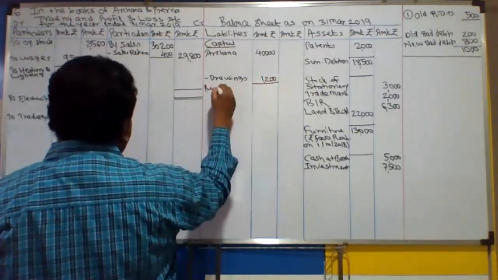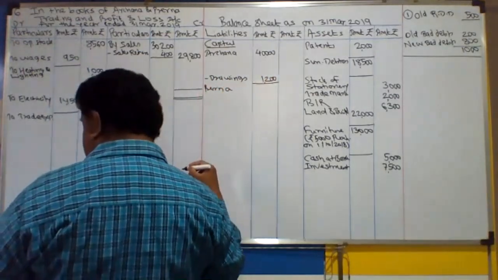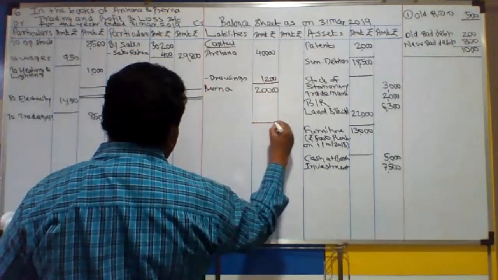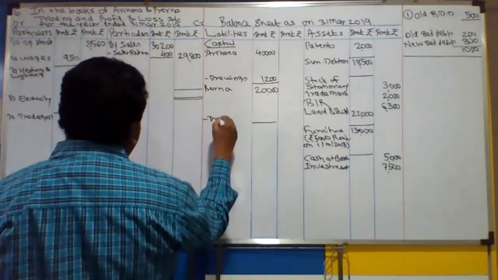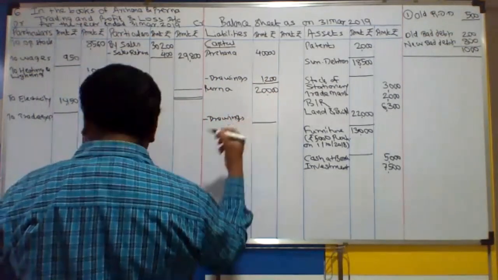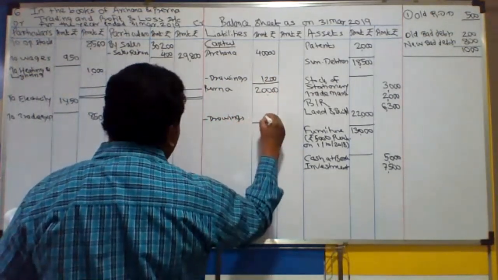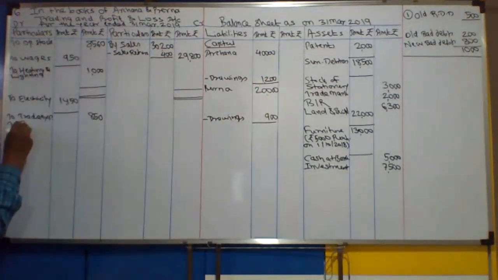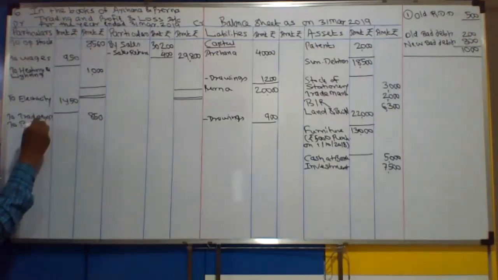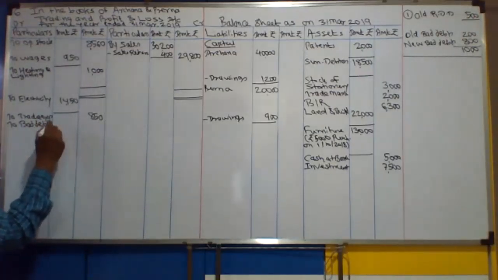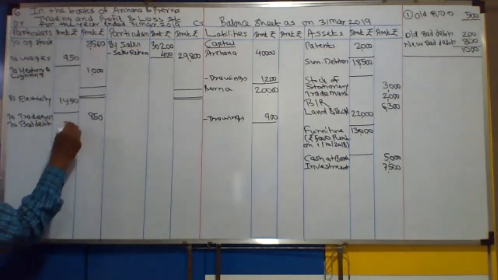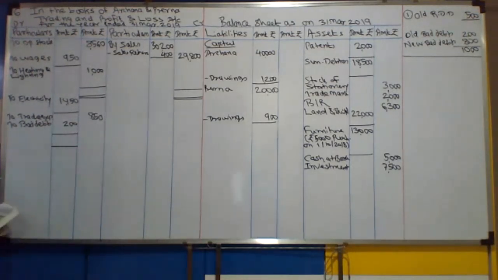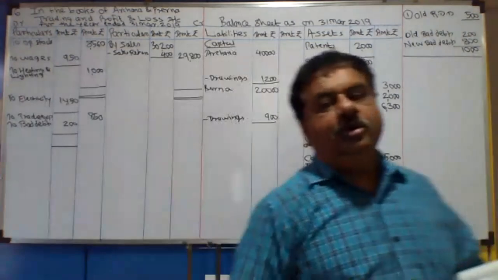Then Prerana. The amount of capital of Prerana is 20,000. Leaving 3 lines, minus from that the drawings of Prerana. So Prerana's drawings are 900. Bad debts, profit and loss account debit side, inner column 200. For this you have to leave 2 lines: one for addition of new bad debts and one for subtraction of old ones.